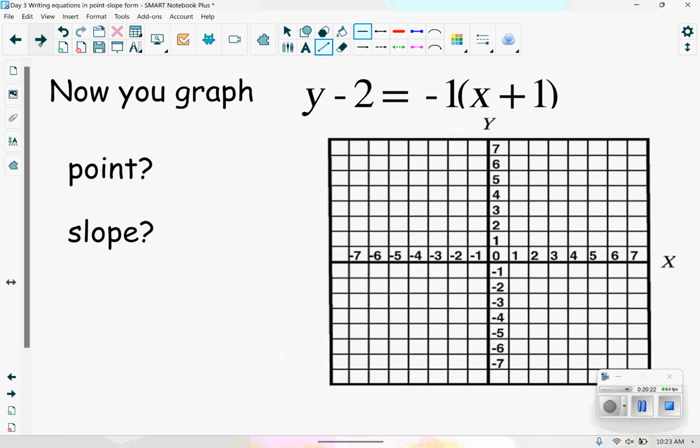Another one. Here, this is point slope form. You can tell by looking. So what is the point? Oh, gotta get rid of that.